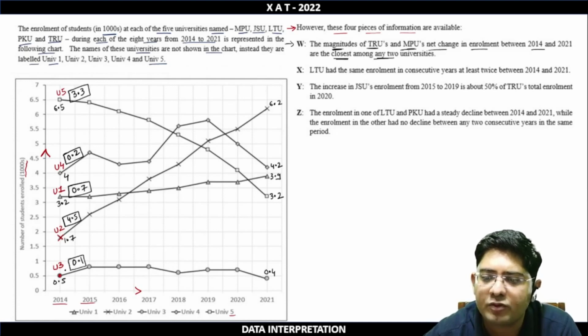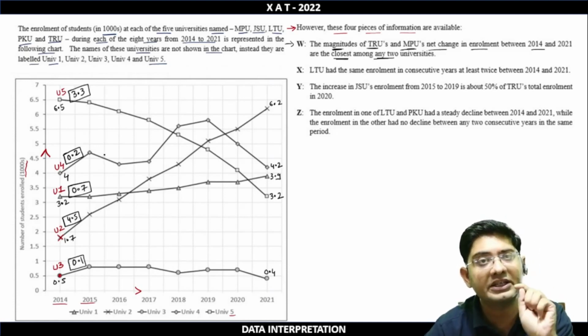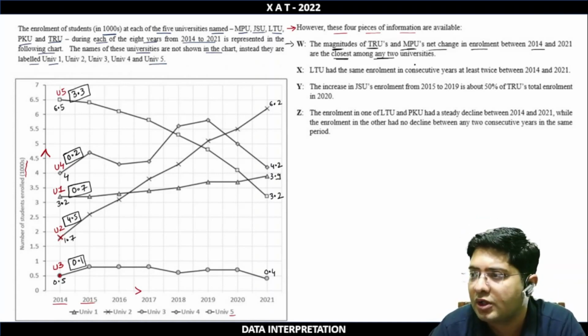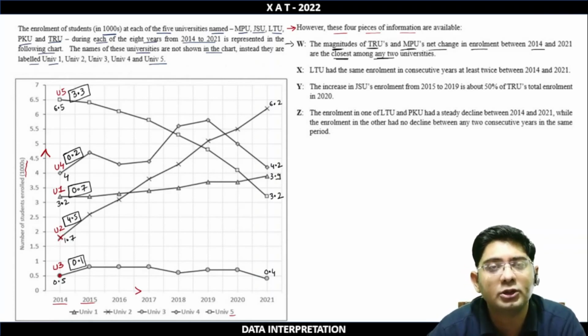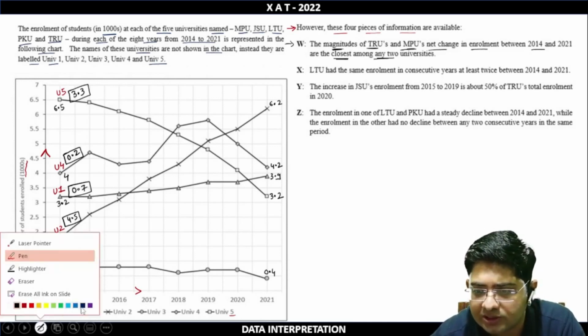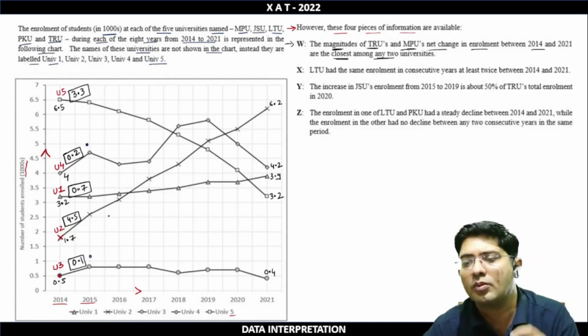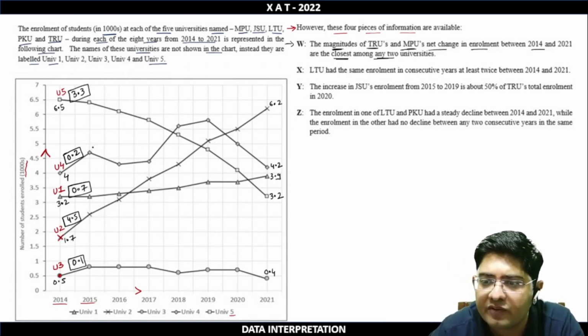Okay, we have to consider only magnitude. So whatever I have written inside the box, these are the magnitudes, the net change in enrollment. So now we know that the enrollment changes of TRU and MPU universities are the closest. So let's observe the closest values. If I look at these closest values, the closest are University 3 and University 4, with 0.1 and 0.2, which are very close. Okay, so that means 0.1 and 0.2.